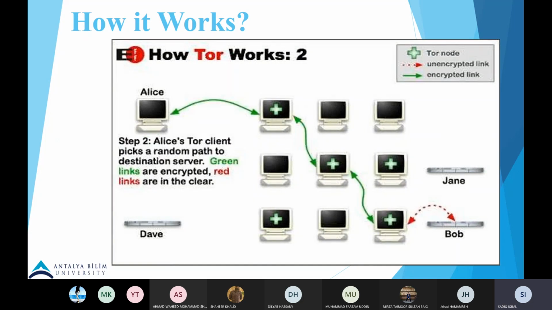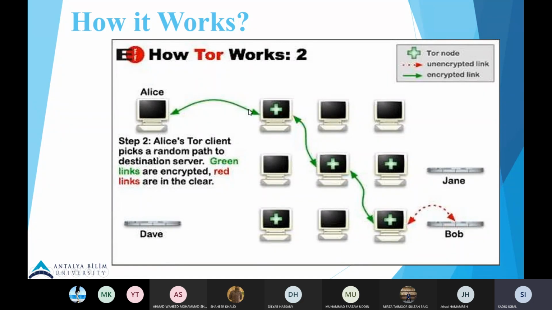Afterwards, in the second step, Alice's TOR client picks a random path. As I mentioned previously, the paths are random. The paths are not predefined. That is the benefit of this TOR protocol. And the random path goes to the destination server. This is the destination server. The green links go to the first router, the second router and the third router.